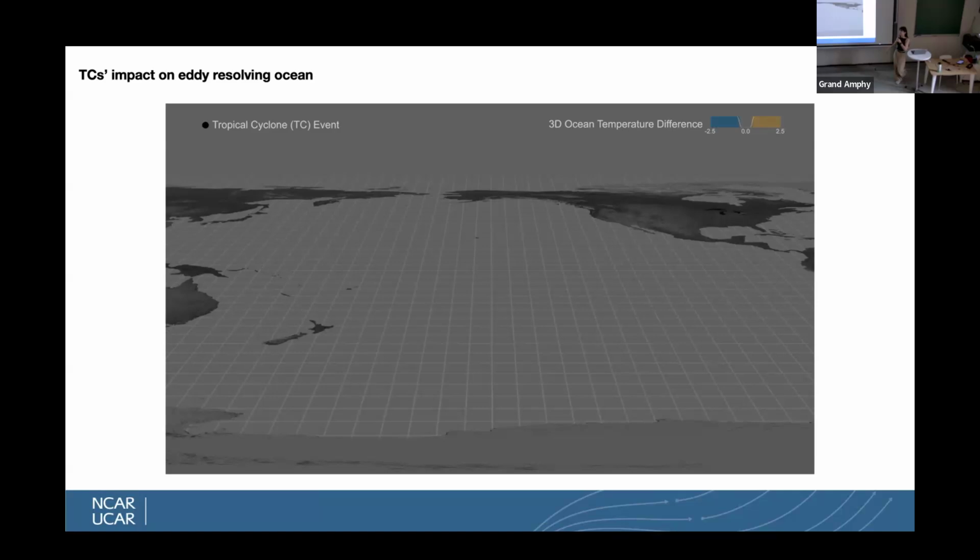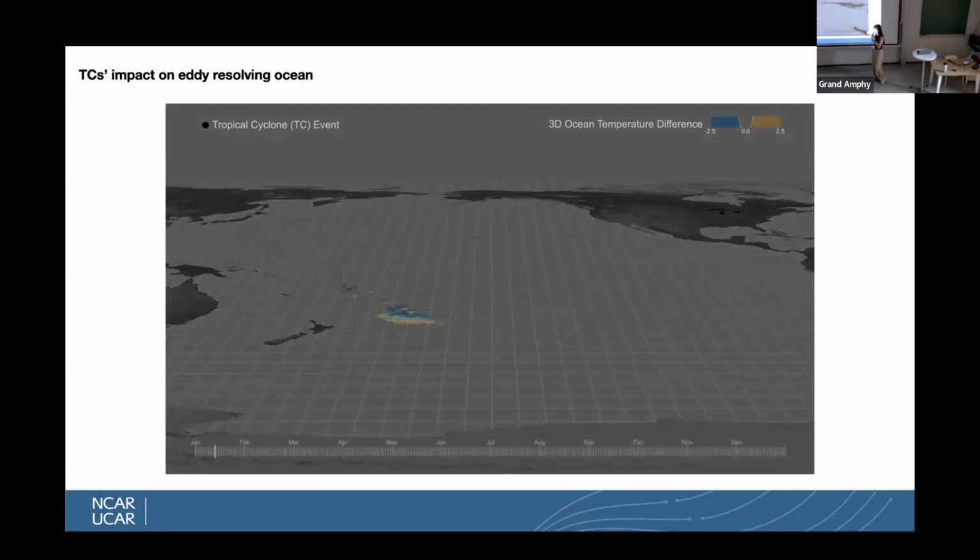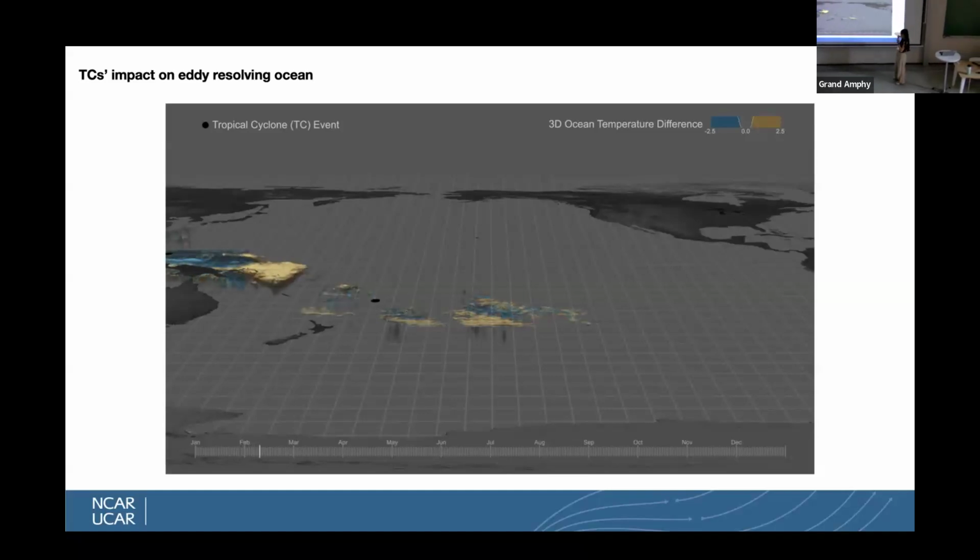This is a 10th of a degree eddy-resolving ocean. This is an ocean-only simulation where we put in tropical cyclone winds and then see how the ocean responds. This is looking at a tropical ocean at a tilted angle. You will see temperature responses both at the surface and in the subsurface. Sorry, I should explain this before I play it. The cold temperature anomaly will be in blue, and the warm temperature anomaly will be in yellow. These moving black dots are tropical cyclone locations. They're just moving, and you will see cold temperature on the surface and warm temperature underneath. That is all captured by this global eddy model.